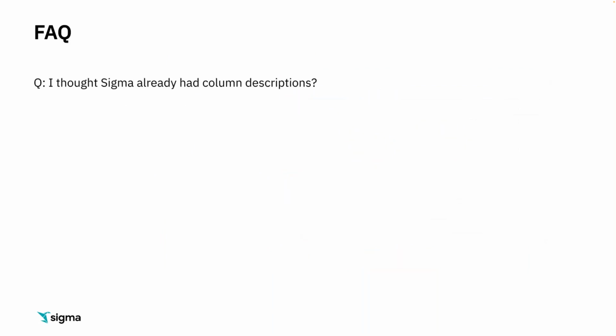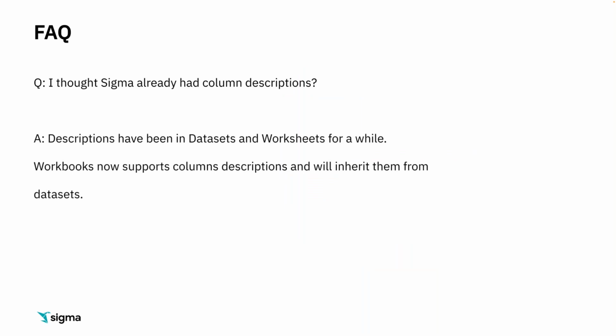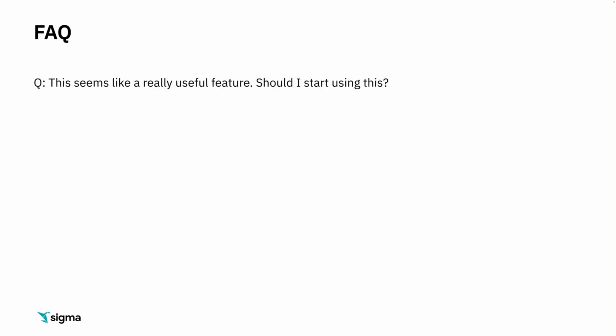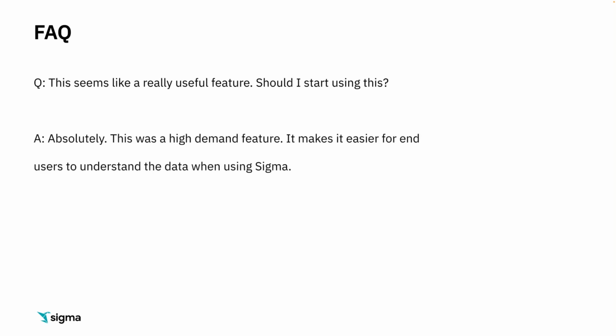So similar FAQ to before: I thought we already had column descriptions. Similar answer is we have had column descriptions for quite a while in data sets. That's the one I just showed you. And we had it in our previous product, worksheets. So now Workbooks supports column descriptions. Next question is, this seems like a really useful feature. Should I start using it? Absolutely, you should. This is a high demand feature. I know a lot of the customers that I work with on a regular basis have asked for this for quite some time. And it's a fairly simple way to make it easier for end users to understand what they're looking at. So I do recommend using them.